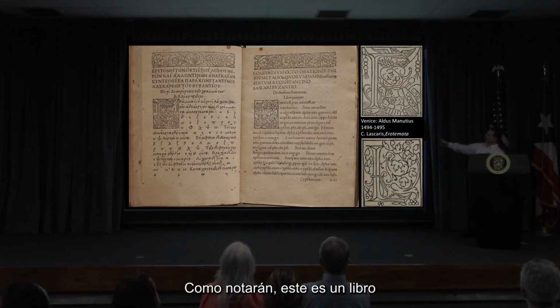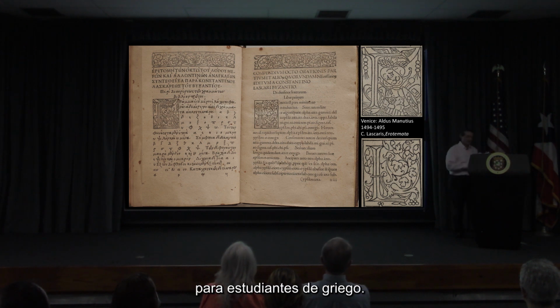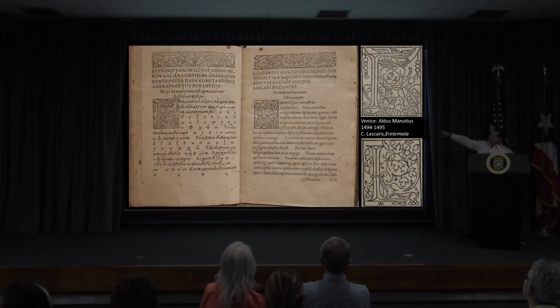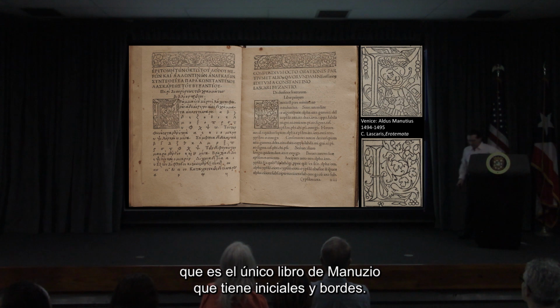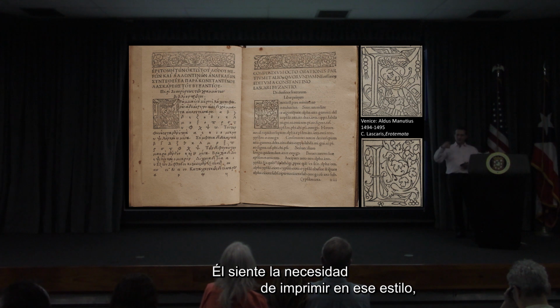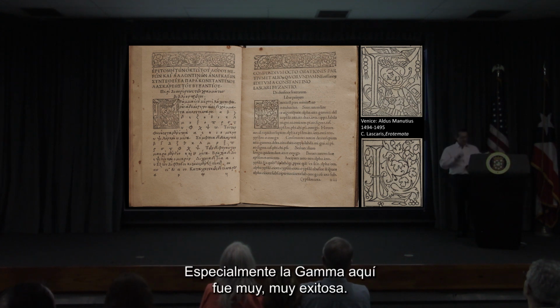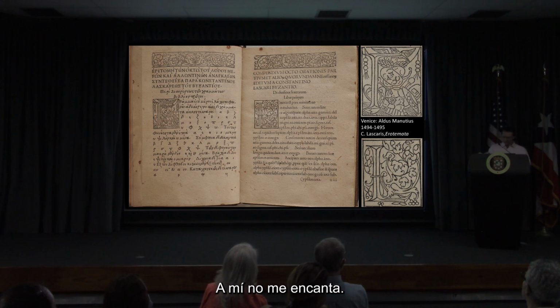As you can tell, this is a book intended for students who need to learn Greek. This is the only, or one of the very few, maybe not the only, I'm not sure, in any case, let's say the only one for the time being, book by Manuzio that has initials and borders. So he feels the need to print in that vein with the borders and the initials. And here are the initials. Especially the gamma here is so successful. I'm not crazy about it.